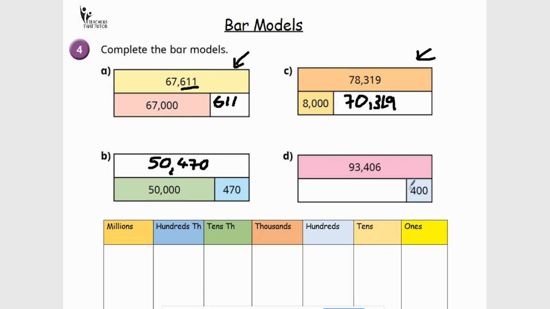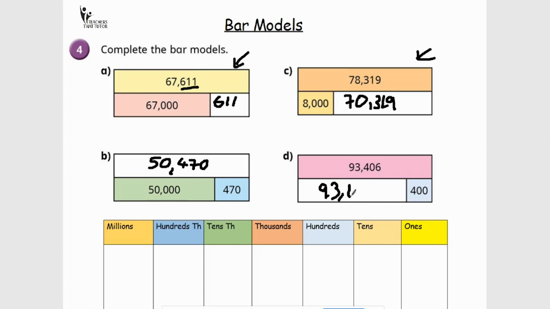And over here, we've got the whole again. We've got a small part, but we're missing a bigger part here. But we've got 400, so we're also missing the ones, 6 ones. So what we need to put in here is 93,400. No, we don't need to do that. We need to put 93,000 because we've already got the 400, don't we?